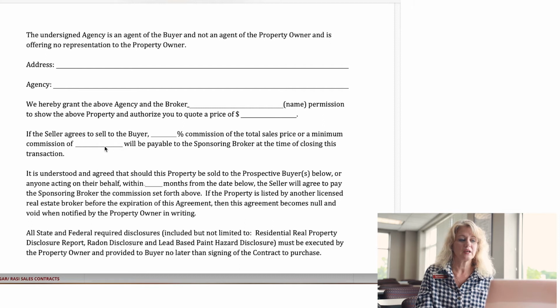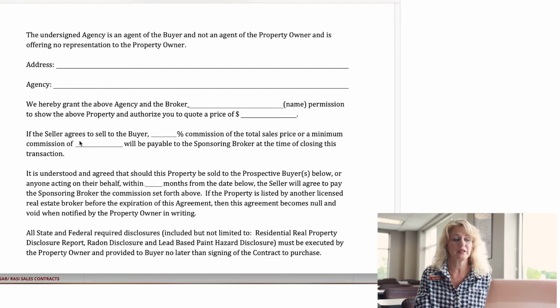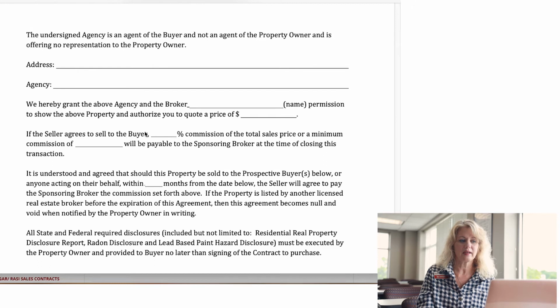Minimum commission, typically, if the property is under $50,000, then you may need to put a dollar amount here as the minimum commission. If it's over that and this is the commission that's being paid out, then you can put n/a or dashes or X's here, that blank doesn't apply then, because this is sufficient for whatever.